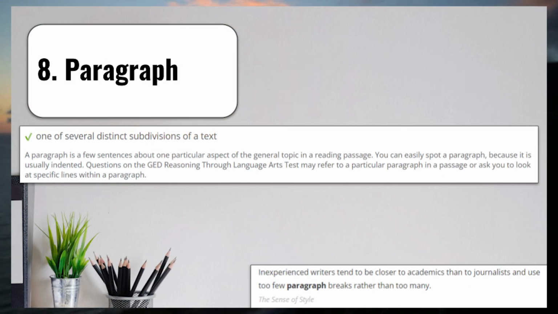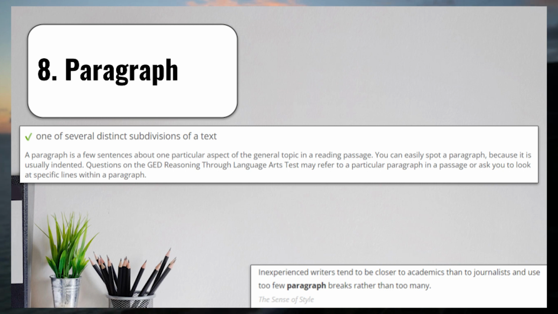Number 8 is paragraph. You probably know what a paragraph is, but we're going to define it as one of several distinct subdivisions of a text. A paragraph is a few sentences about one particular aspect of a general topic in a reading passage. Or if you're writing, you're going to have a paragraph used to break up your ideas and thoughts.